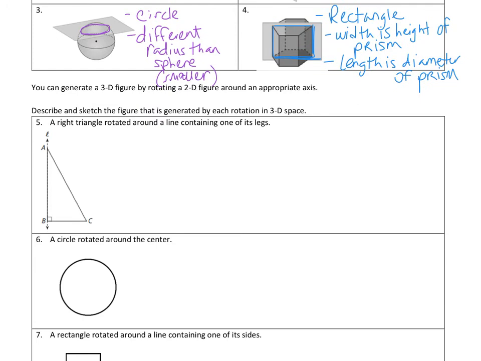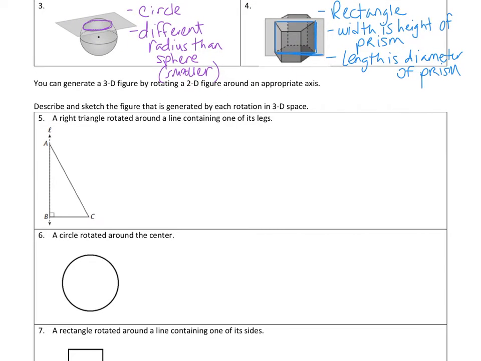The second thing we're talking about in this video and in this section is if we start with a 2D figure and we rotate it around a vertical line or around some type of axis, so here's a vertical line, that is going to create a 3D figure. And so we need to figure out what that 3D figure is going to be.